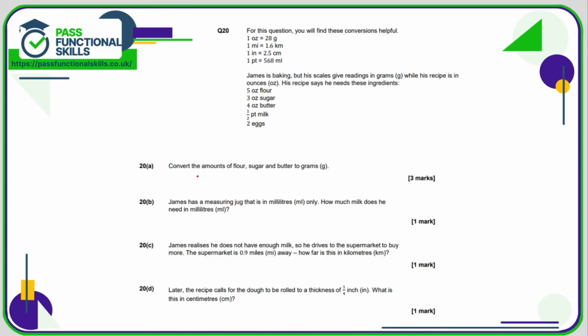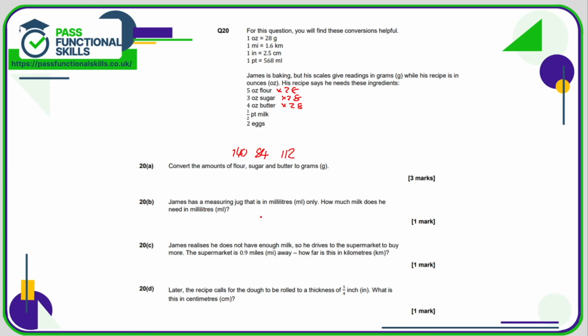Okay, so for 20A, we need to convert the flour, the sugar, and the butter into grams. So we know that 1 ounce is 28 grams. So for flour, we're just doing 5 ounces times by 28, sugar 3 times 28, and butter 4 times 28. And 5 times 28, that's 140 grams. For the sugar, that's 84 grams, and the butter is 112 grams.